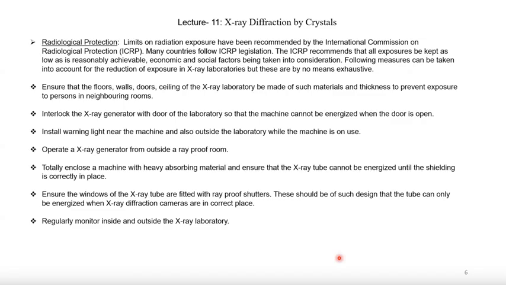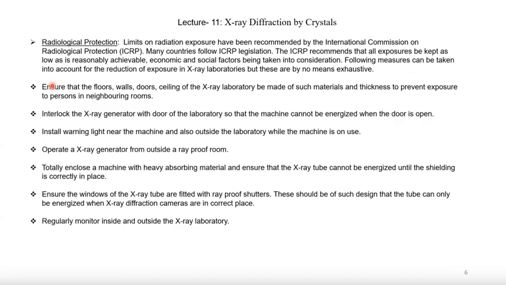Now, radiological protection. How do you protect us while working in an X-ray laboratory or any radiation laboratory, whatever it may be? That is controlled by the International Commission on Radiological Protection, ICRP. Many countries follow ICRP's legislation. Some probably have a higher limit, and they also follow, but their limit may be a little bit higher.